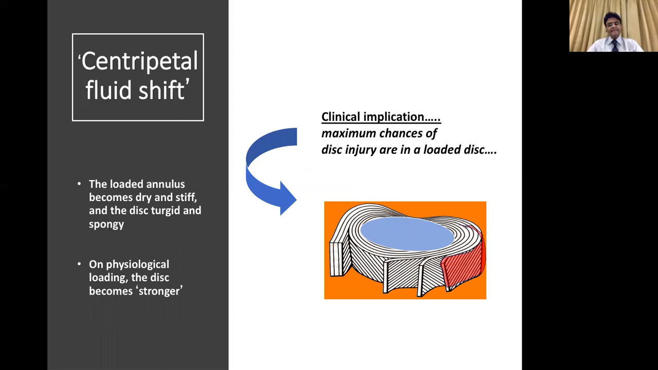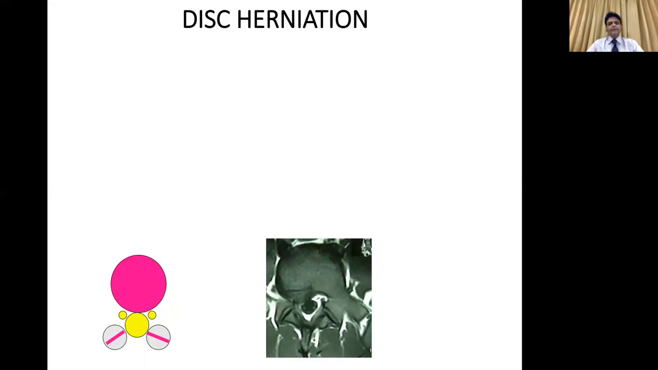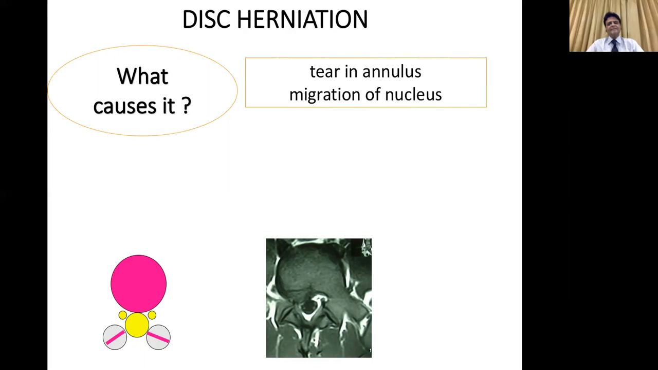This makes the disc stronger. However, the turgid and spongy disc can be injured when it is vertically loaded. What does this then entail? What causes the disc herniation structurally? A tear in the annulus fibrosus and a migration of the nucleus pulposus from the center outward.